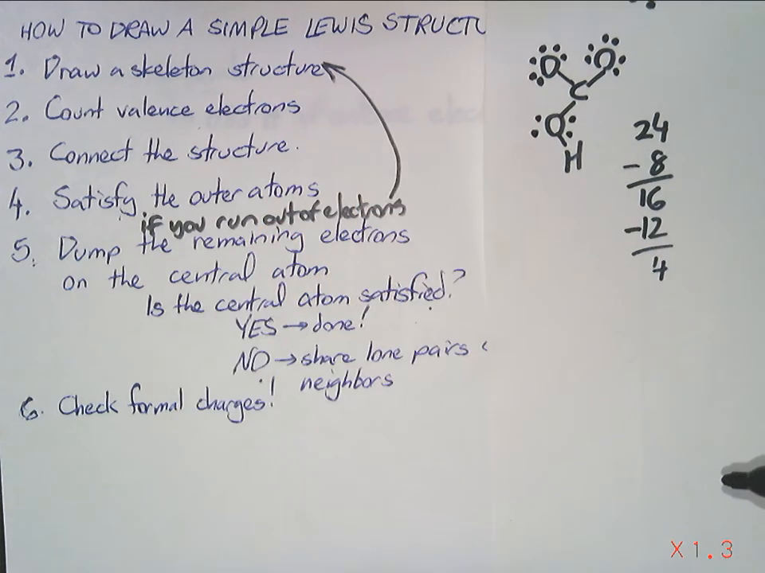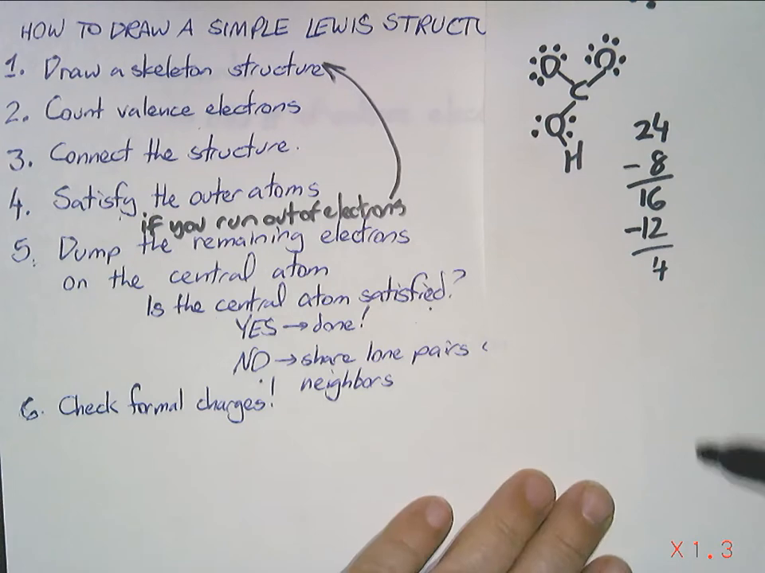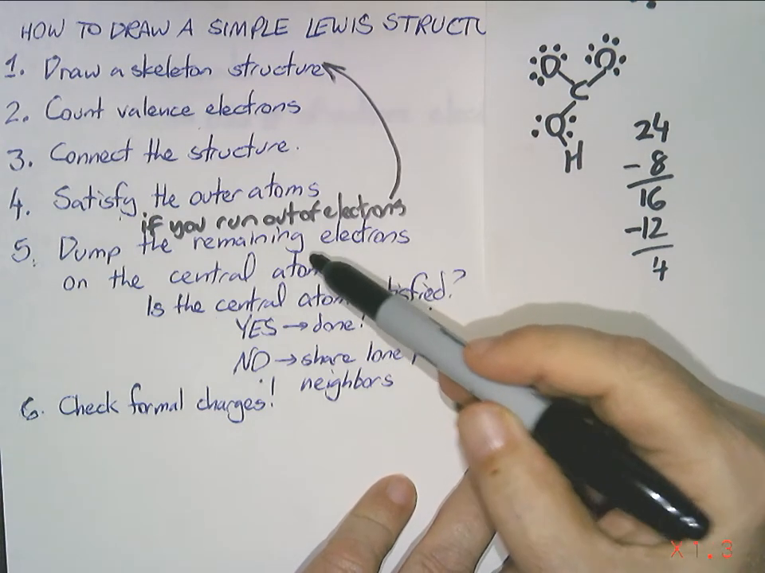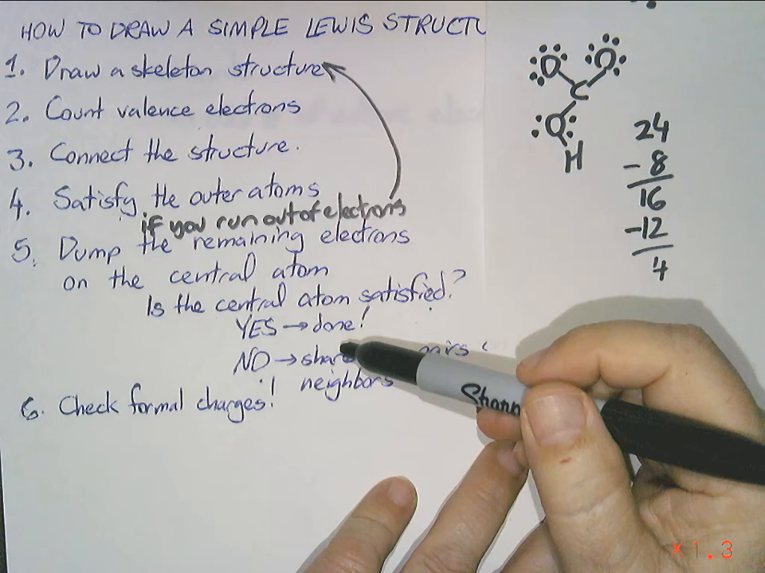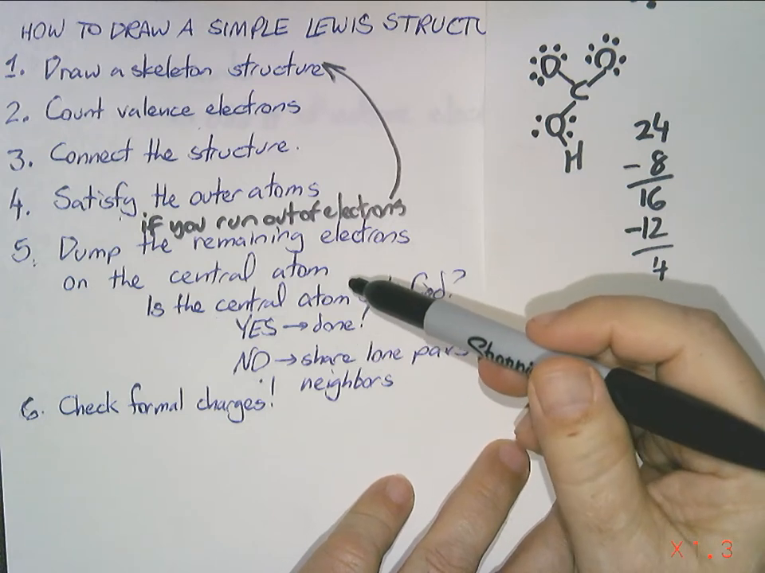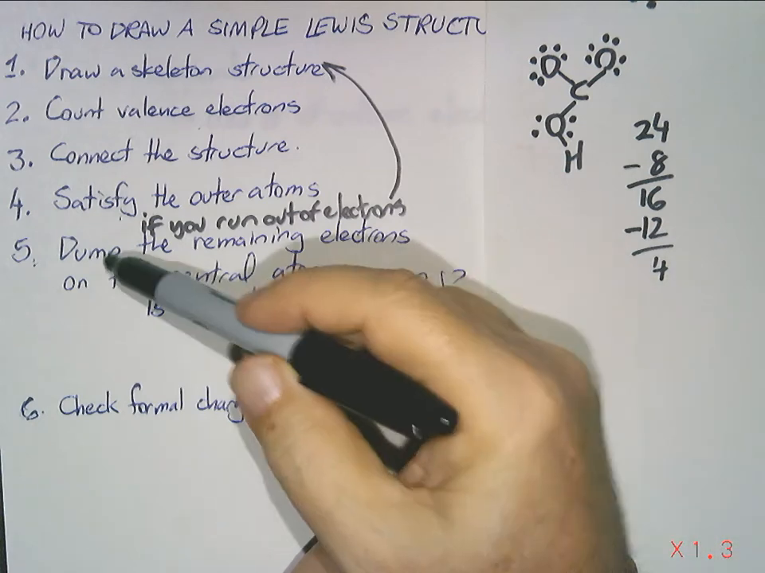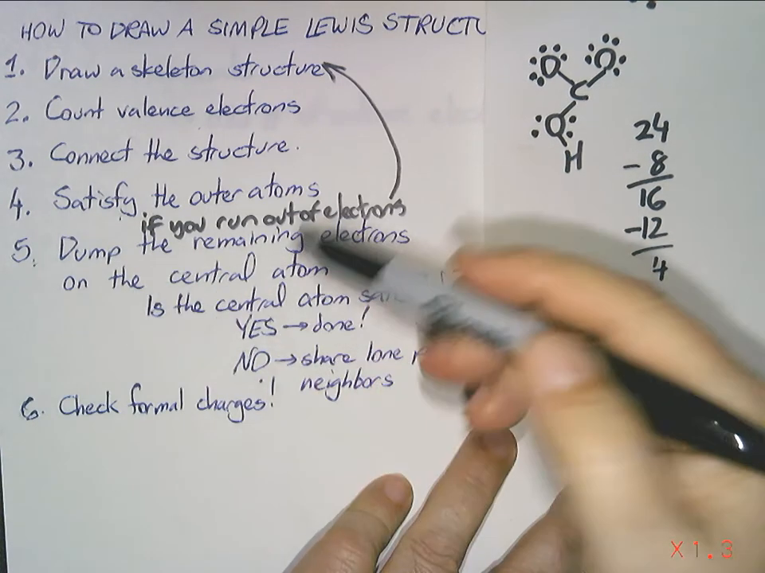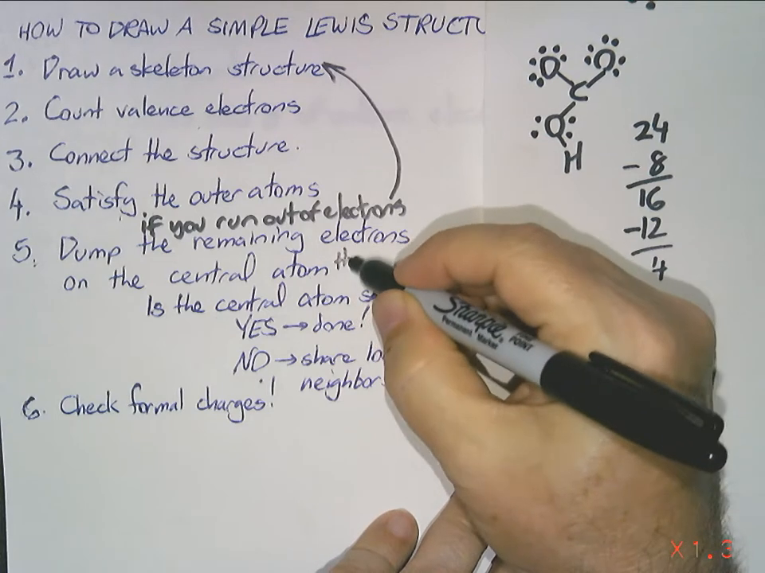All right. Now, that's a good trick to do in general. When you have more than one central atom to dump electrons on, dump them on the one that needs it the most. And usually that works out faster. You can make it work out other ways, but it works out best that way. So I should amend this step to dump the remaining electrons on the central atom that needs them the most.